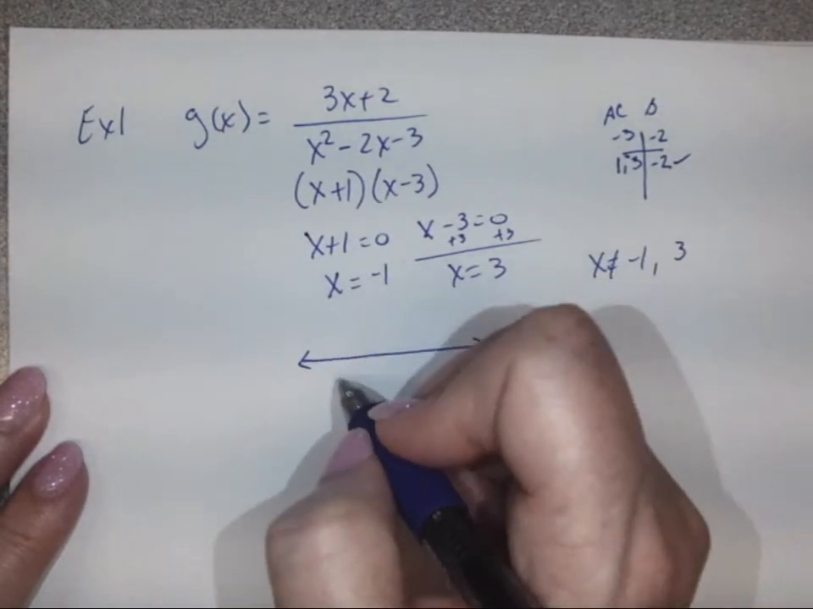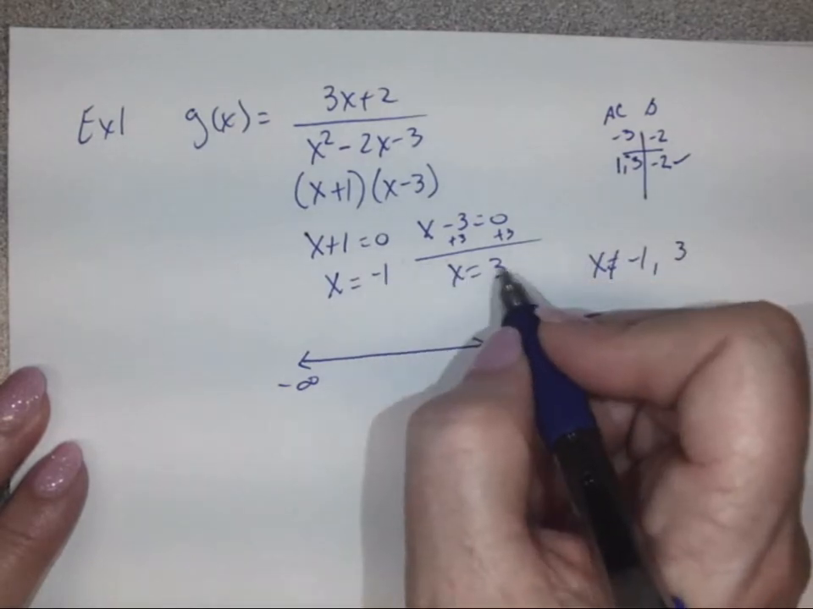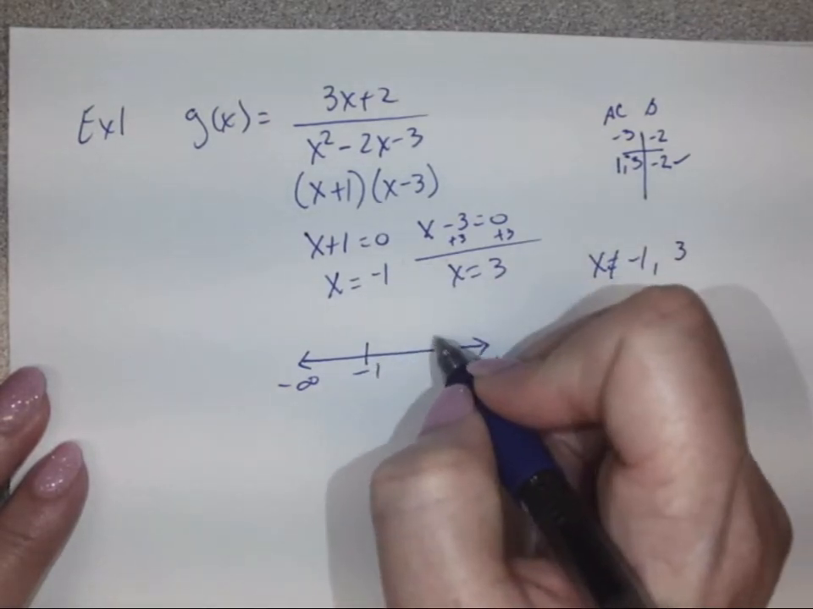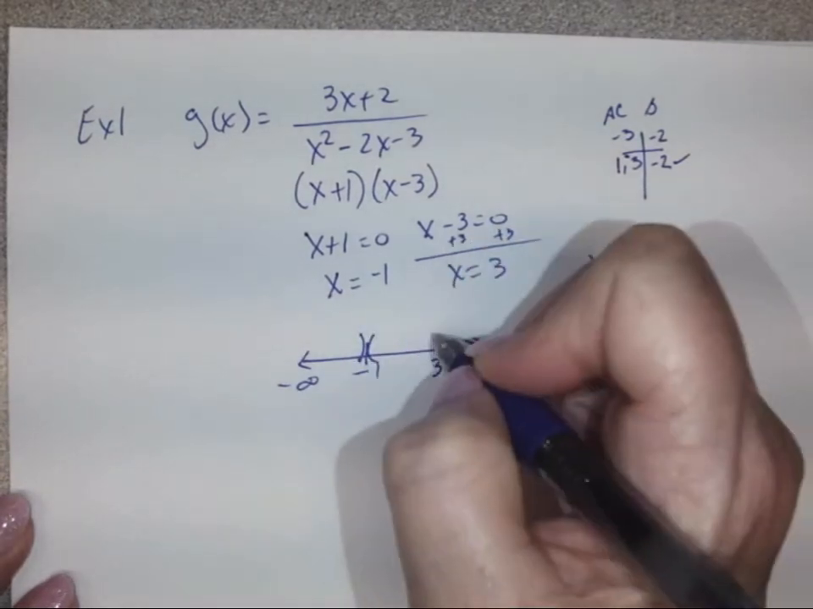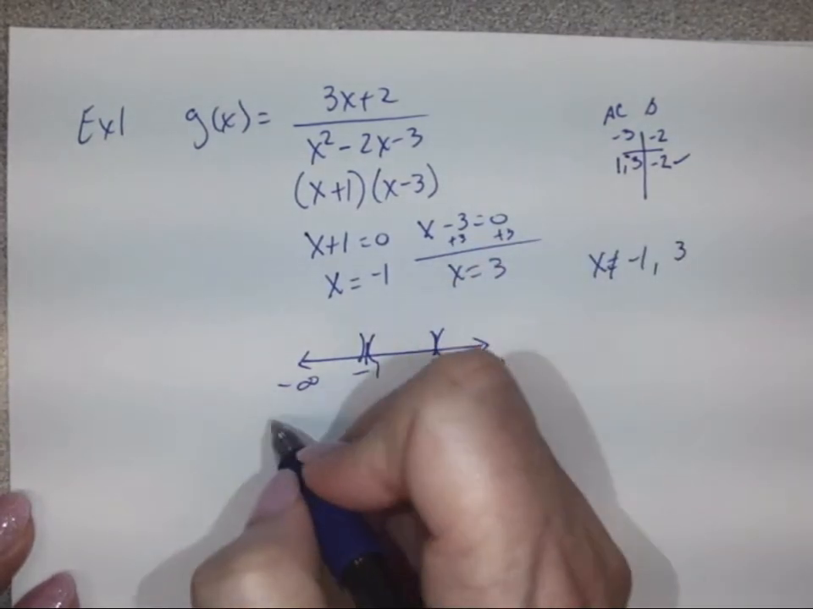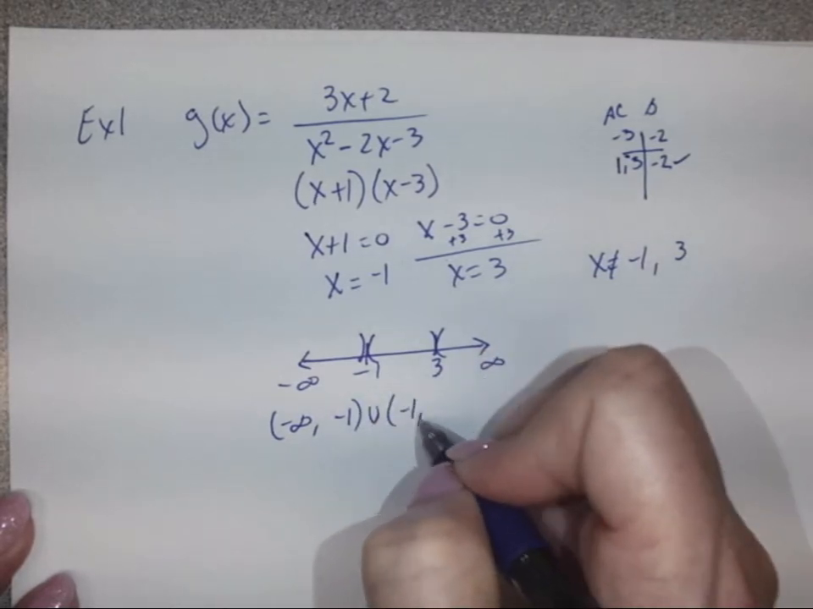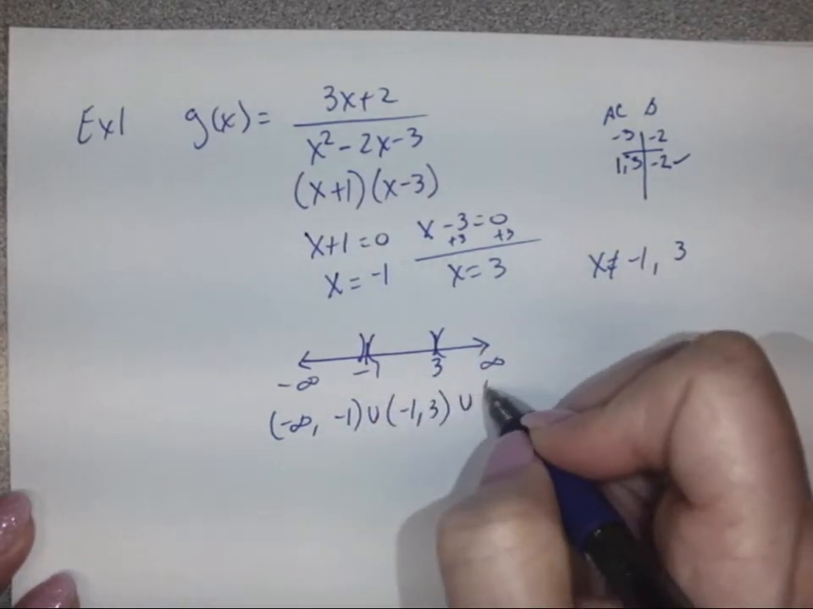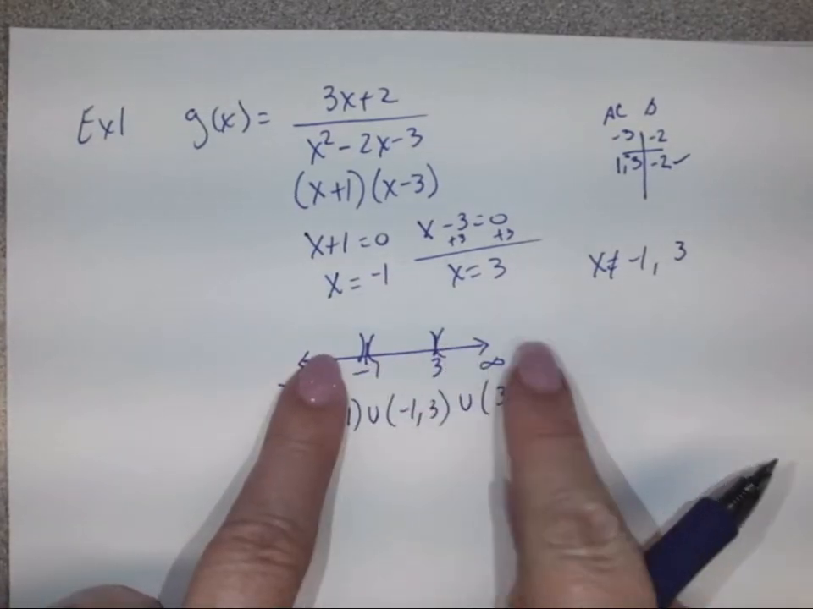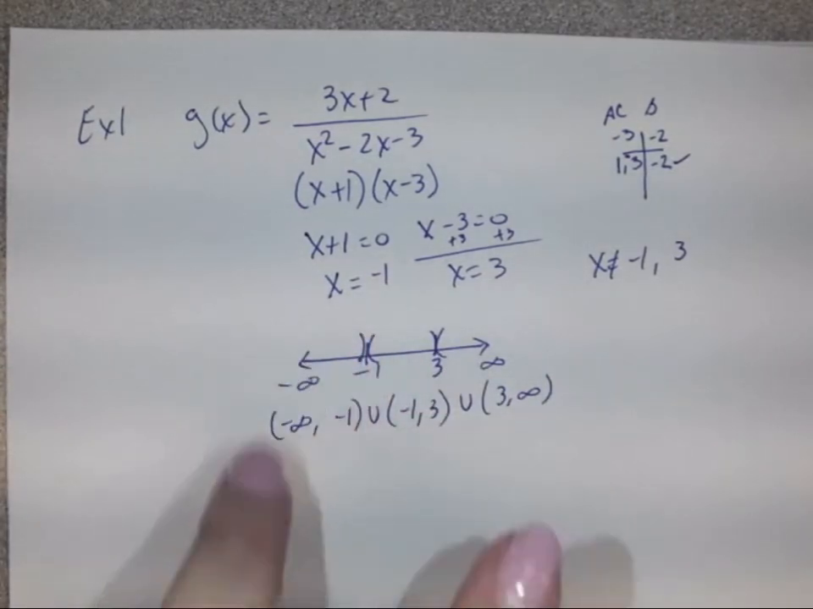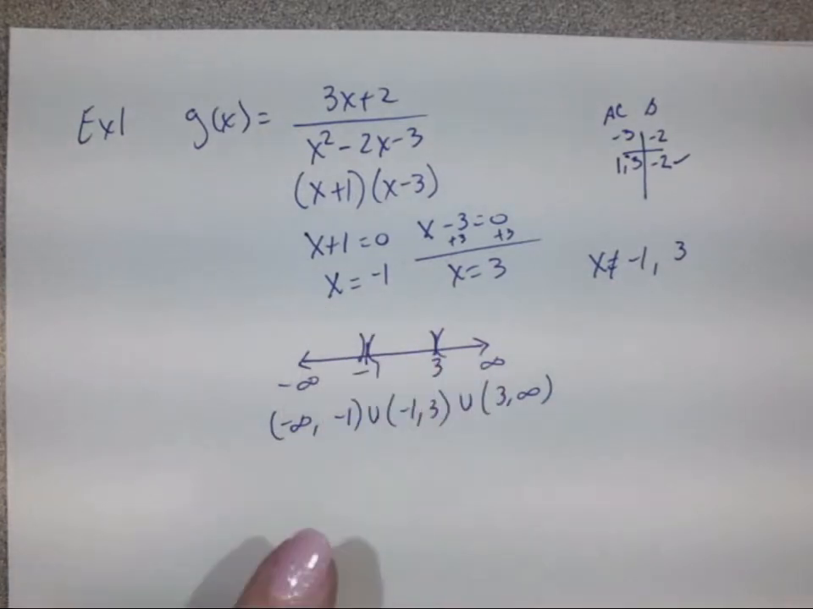So the domain is going to always have a negative infinity and an infinity. And I'm going to take these two numbers and put them in numerical order. And it will be everything but those two numbers. So negative infinity to negative 1, union with negative 1 to 3, union with 3 to infinity. You have to account for all of the spaces. So if you have two numbers, you're going to actually have 3 intervals. If you only have one number, you'll have 2 intervals.